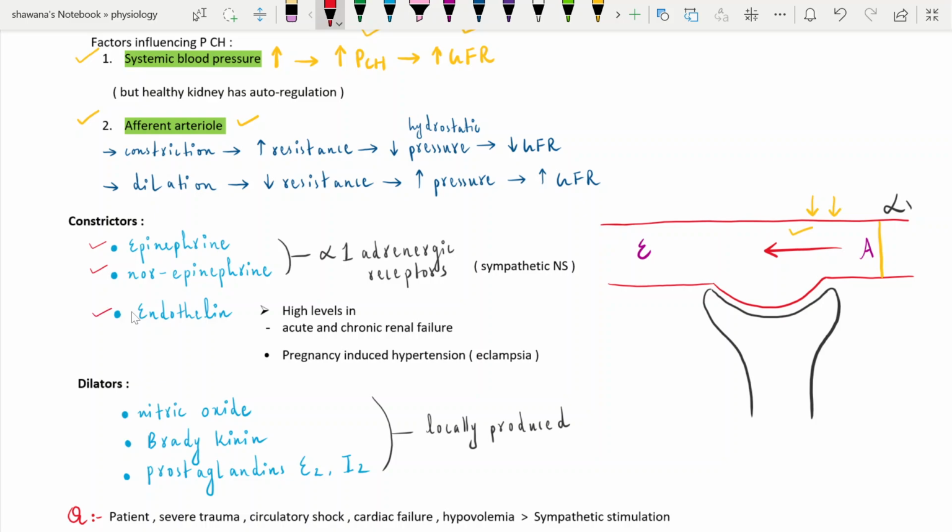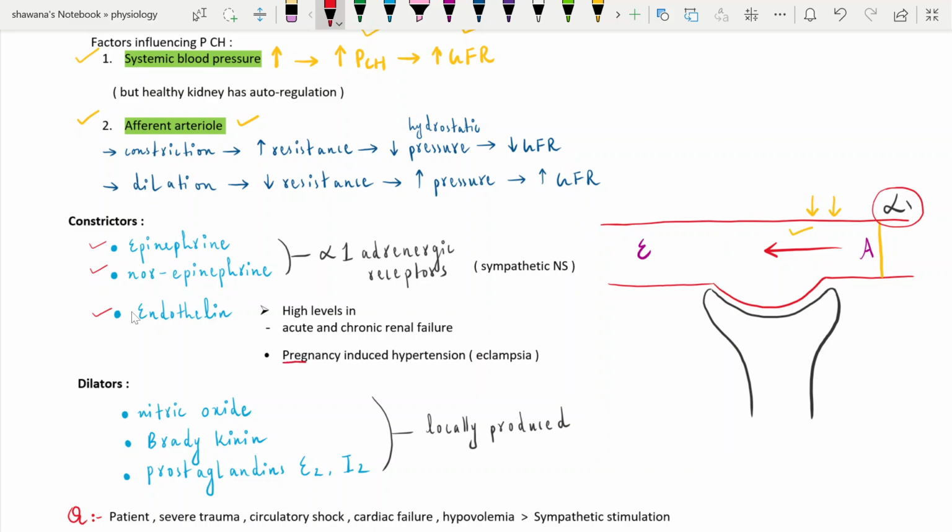Epinephrine and norepinephrine are produced in response to the systemic sympathetic response, and the afferent arterioles have alpha 1 adrenergic receptors on their walls, so they respond to the epinephrine and norepinephrine and start to constrict. Endothelin is produced locally. Endothelin is also produced from the afferent endothelium, and the amount of endothelin increases in acute and chronic renal failure and in case of pregnancy induced hypertension.